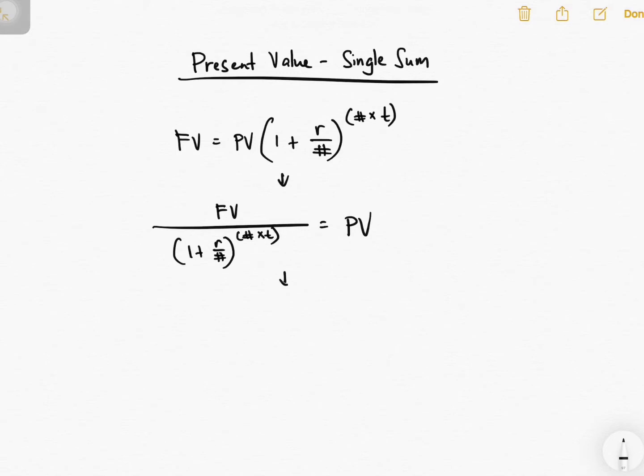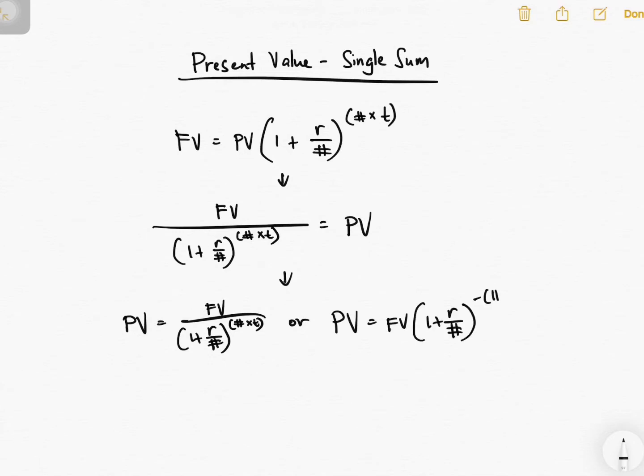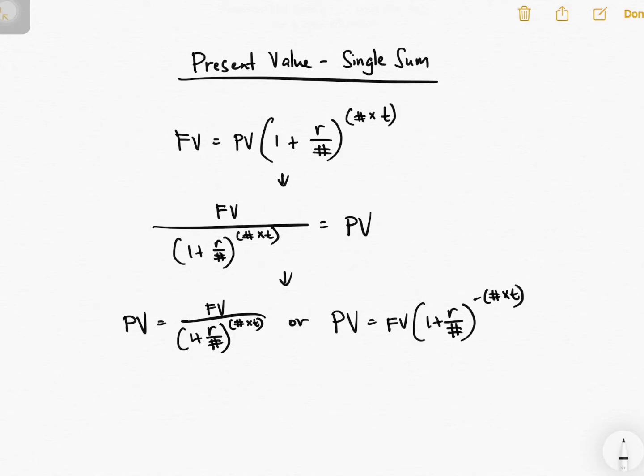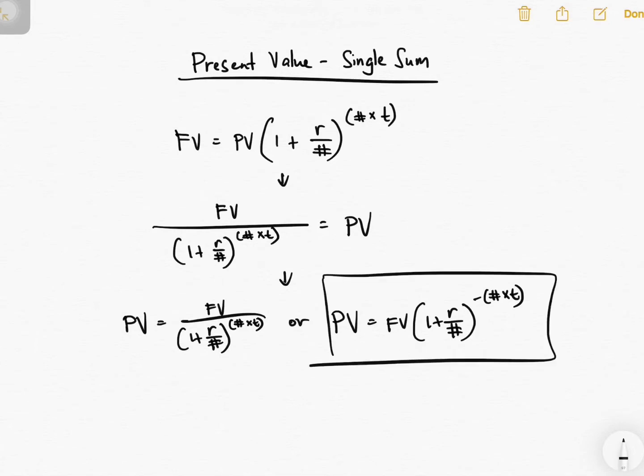Making our formula look like this. Or like this. By the way, the hashtag there is the number of compounding periods. So I have the formula now right here, and this is what we will use to solve some questions.